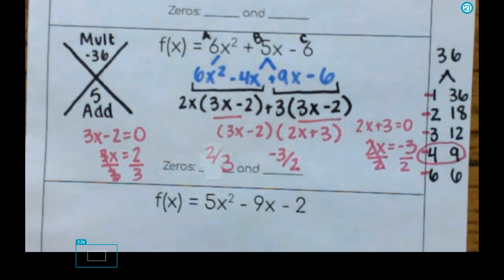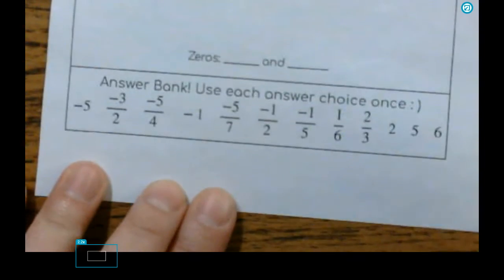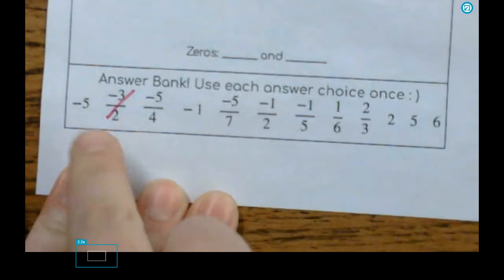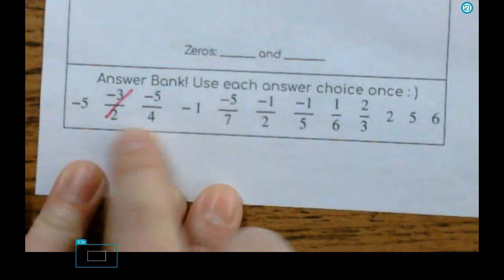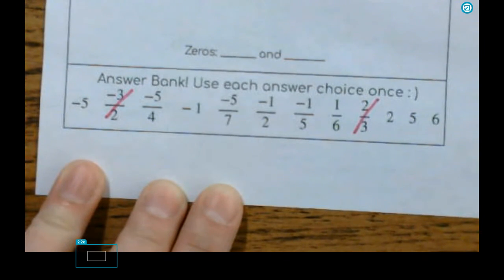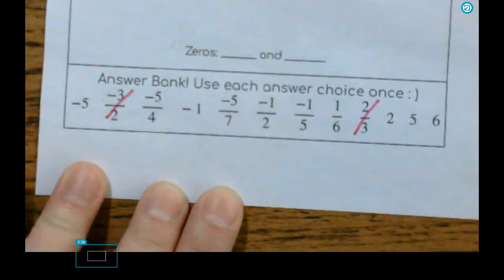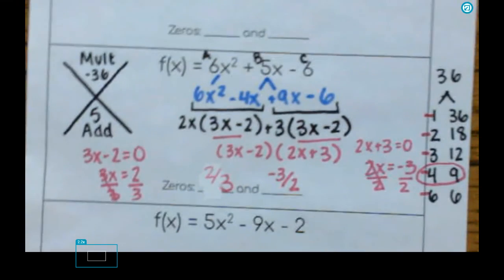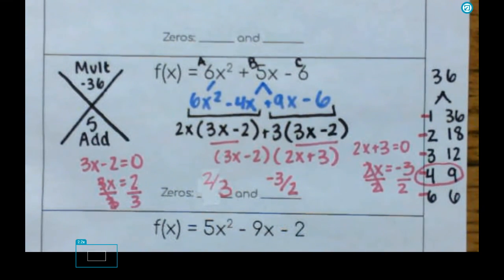Okay, so 2/3 and negative 3/2. They go in order from least to greatest. So negative 3/2, you can cross that off, and then 2/3, you can cross that off. And you should use each of those answer choices once. All right, I'm going to go ahead and stop the recording for the last and final time. And we have a significant amount of time for you guys to just work through this. So get started working. Get me and Miss Burgess as you go.